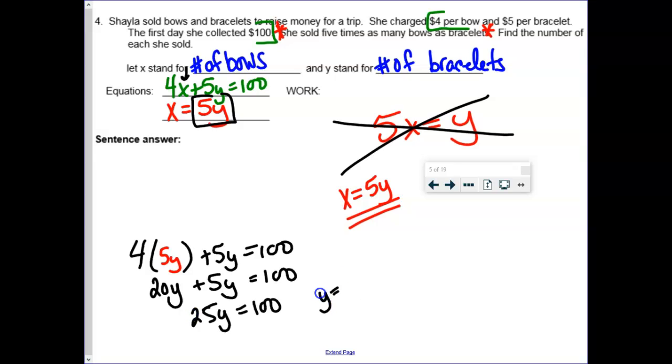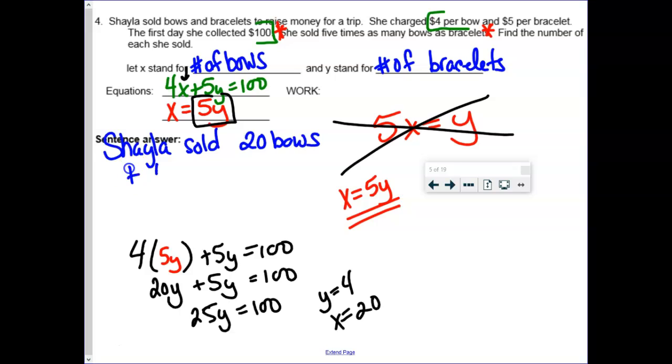Okay, so y equals 4. I agree. So now go back. You got a recipe for x. 5 times 4 means x equals 20. Now, this is not a sentence, so write me a sentence. Shayla sold 20 bows and 4 bracelets.